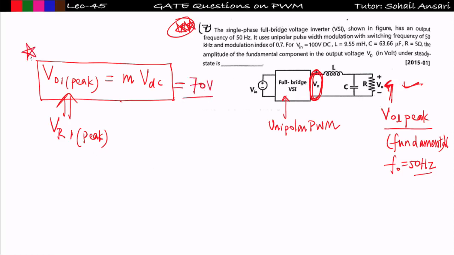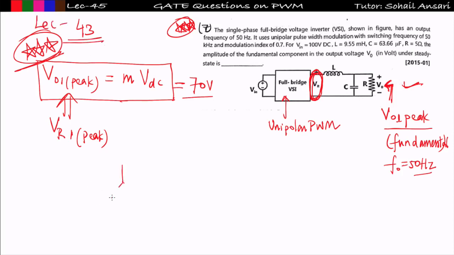So this is the mantra. I told you that this is really important. Once you know whether it is a unipolar or bipolar PWM technique, you can directly apply this formula. And for the derivation of how this comes, you can go through lecture number 43, I think. You will understand how this is coming.